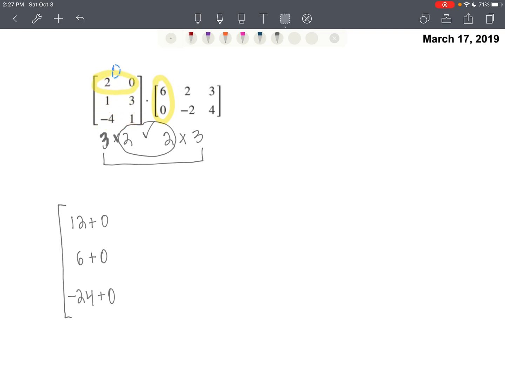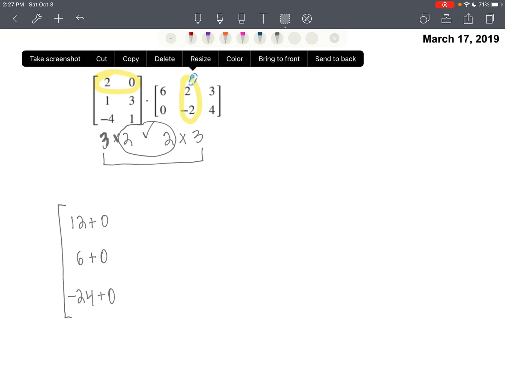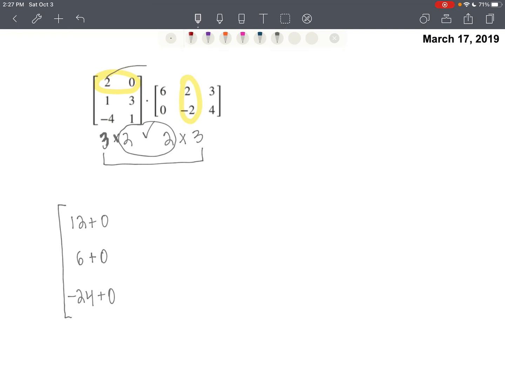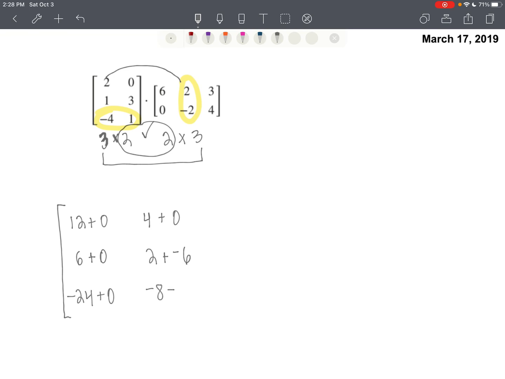Then we're going to go back to the first row, and we're going to move over to our second column. 2 times 2 is 4, plus 0 times negative 2 is 0. I'm going to move this down. 1 times 2 is 2. 3 times negative 2 is negative 6. We'll go down to the third row. Negative 4 times 2 is negative 8, plus 1 times negative 2 is negative 2.